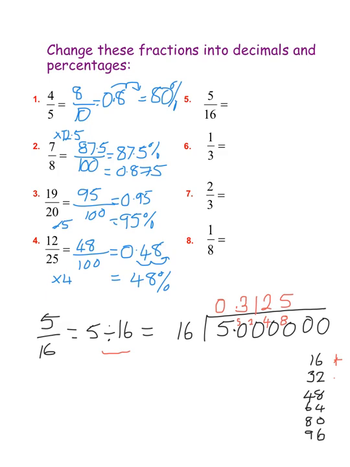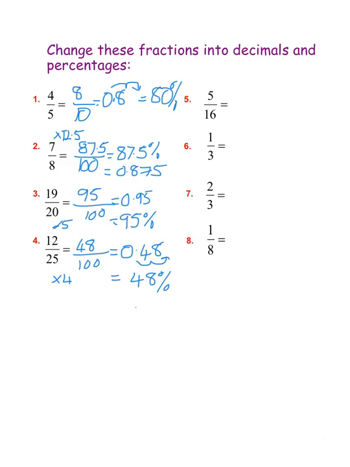So 5 divided by 16 is 0.3125, and if I want to change that to a percentage, I just multiply it by 100%, which gives me 31.25%. So I've got 5/16, 0.3125 as a decimal, multiply that by 100 gives me 31.25%.